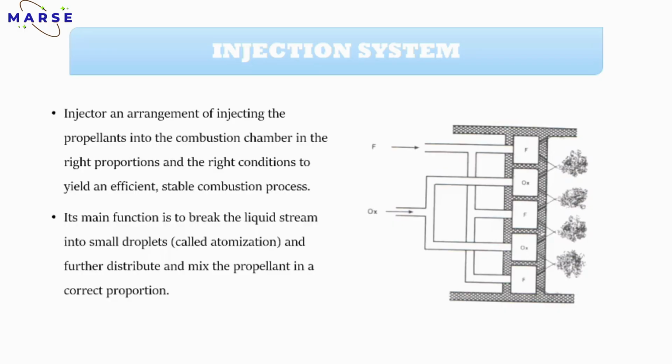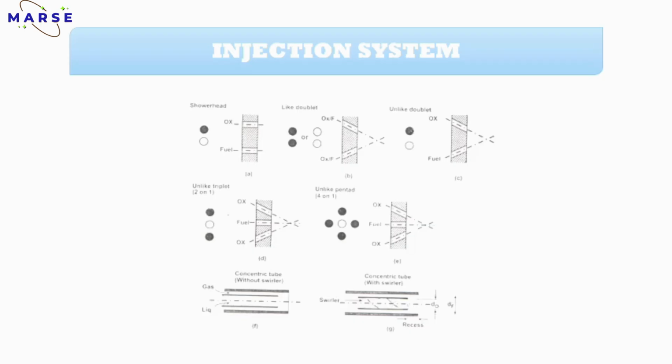So this is one part of the arrangement. It is not the same arrangement that would be present in the actual motor. It is a very small type of arrangement, one set of arrangement you can say. Now there are different arrangements, like first one is shower head, then doublet, unlike doublet, etc.